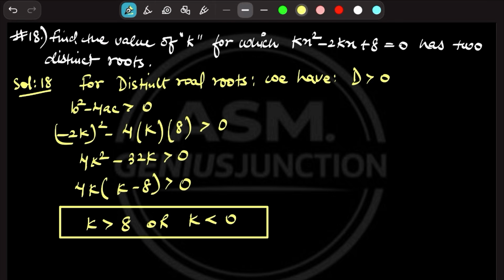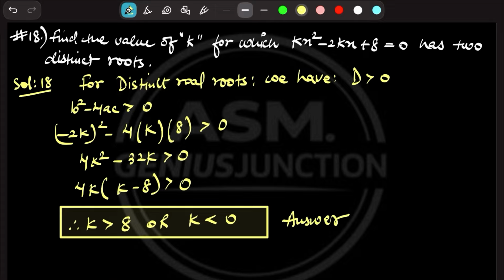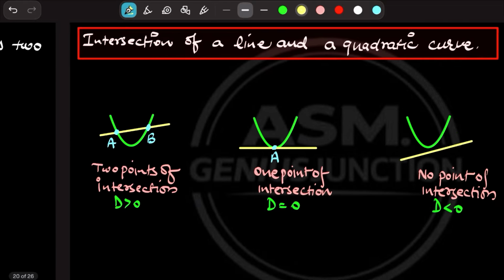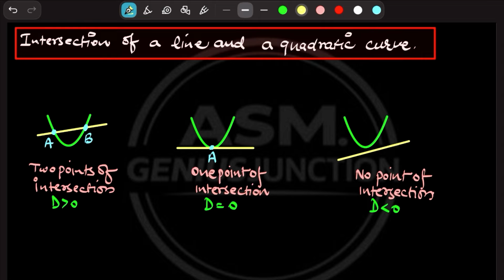So these are the two possible sets of values for the function which is given in this question number 18. These are very simple questions in which we need to use the concept of discriminant. Okay, moving further. Now we have reached the next topic of this video, that is intersection of a line and a quadratic curve. There are three diagrams in front of you.